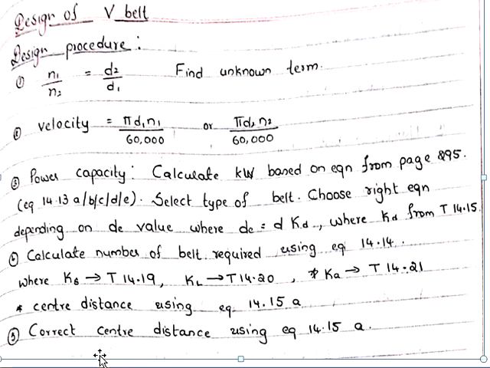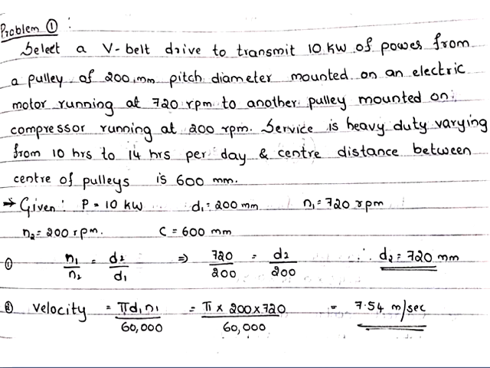Last step, find out the correct center distance using equation number 14.15a. The equation is C is equal to A plus square root of A square minus B. Using this equation, you can find out the center distance between two pulleys. You will understand better while solving a problem. We'll move on to the first problem now.